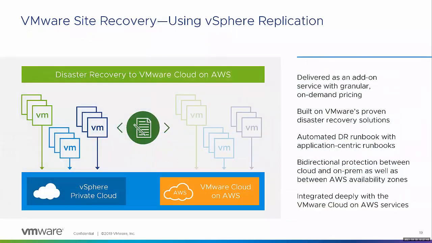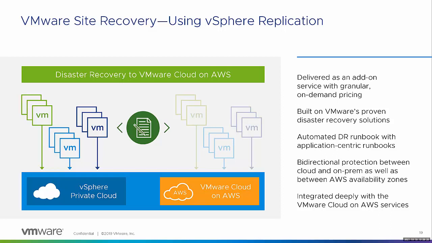The vSphere Replication and Site Recovery Manager are the basis for the VMware Site Recovery solution for VMware Cloud on AWS. So this is one of the two disaster recovery solutions that are available for VMware Cloud on AWS. And again, vSphere Replication and SRM are the only solutions that are available for that.